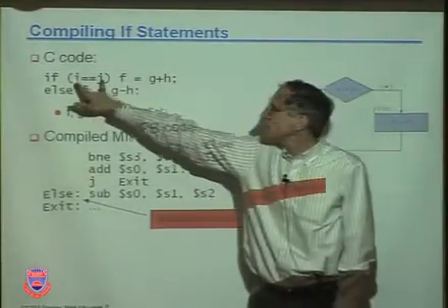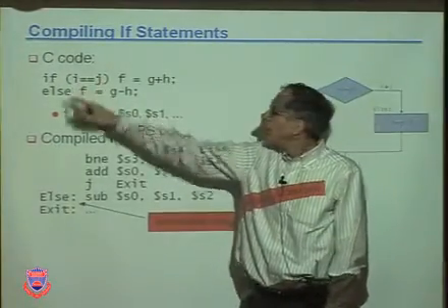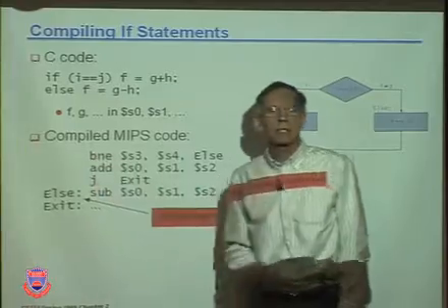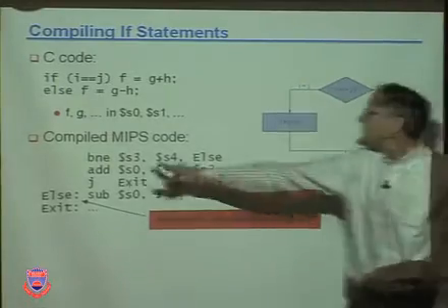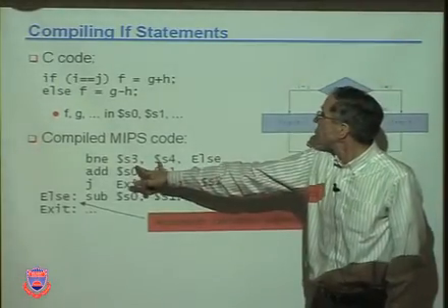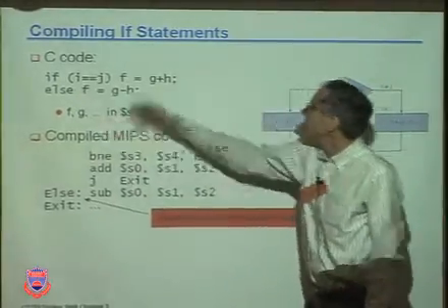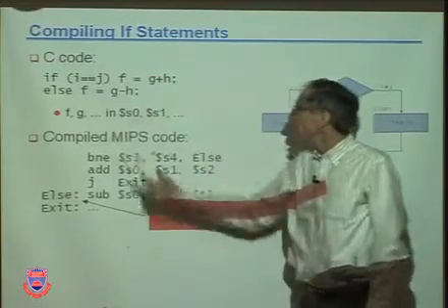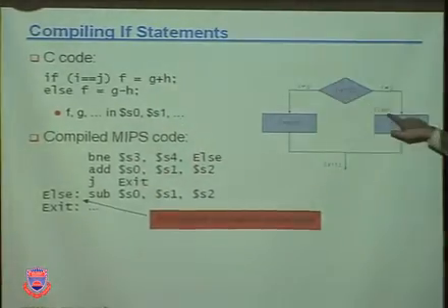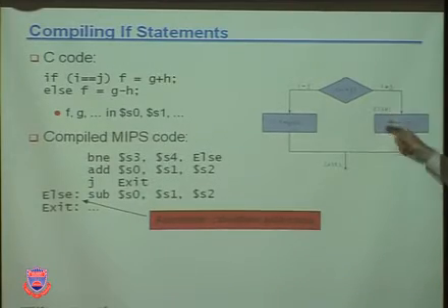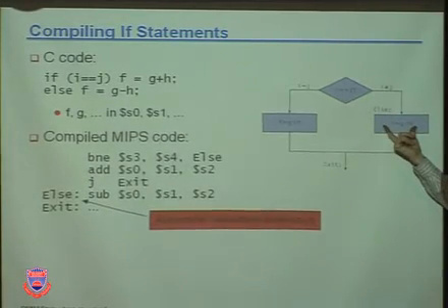So the first thing is the test. If they're equal, the compiled MIPS code actually finds that testing the opposite is more effective. So we're going to test if they're not equal. So obviously, if they're not equal, we want to go do the else. So if S3 and S4, which are supposed to be i and j, I'm sorry, I didn't mention those, f, g, h, i, j, S3 and S4 are not equal, we go to else. Does everybody agree that if they're not equal, we should go to else? Does everybody agree that at else, we should do a subtraction?